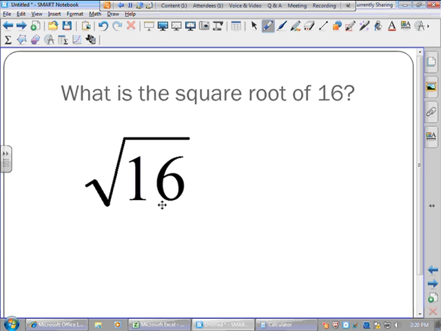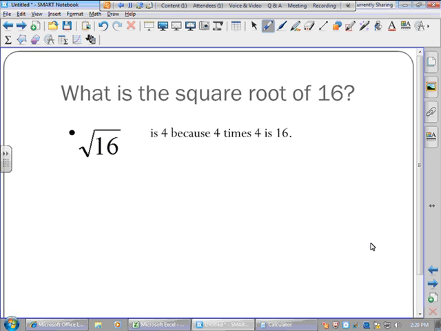So what's the square root of 16? What times itself is going to give you 16? Right. The square root of 16 is 4 because 4 times 4 is 16. So square root of 16 is 4.